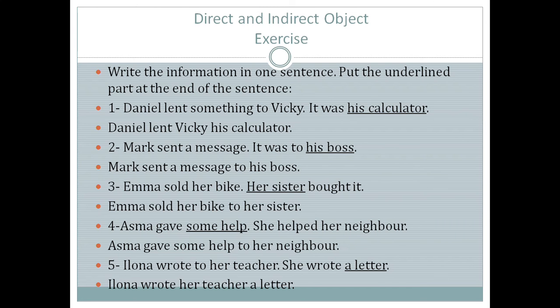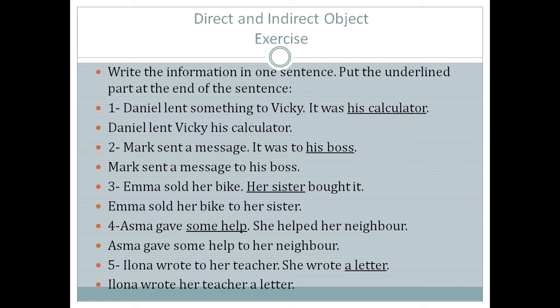Here we have an exercise. Here we have a direct and indirect object exercise. Write the information in one sentence. Put the underlined part at the end of the sentence. Number 1, Daniel lent something to Vicky.